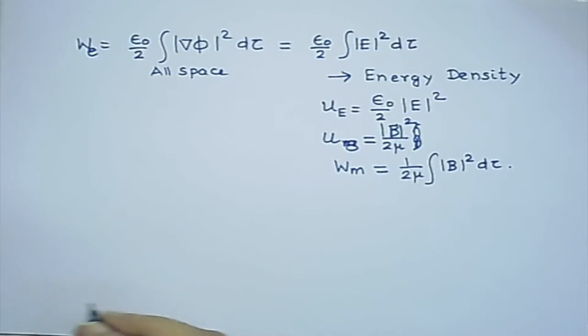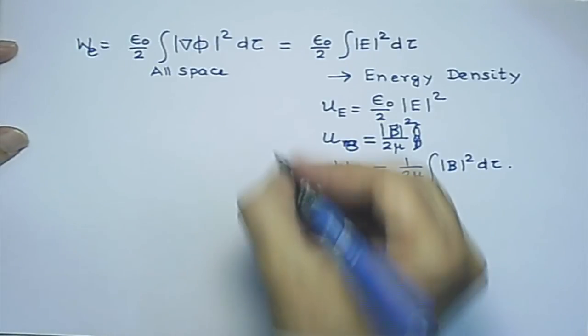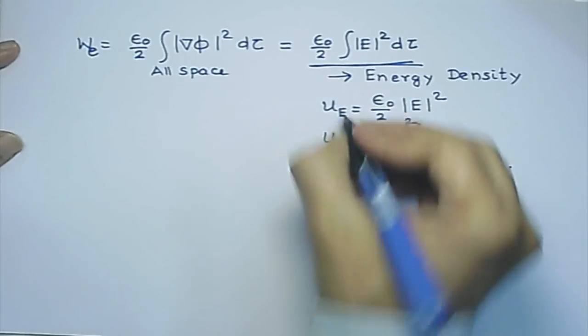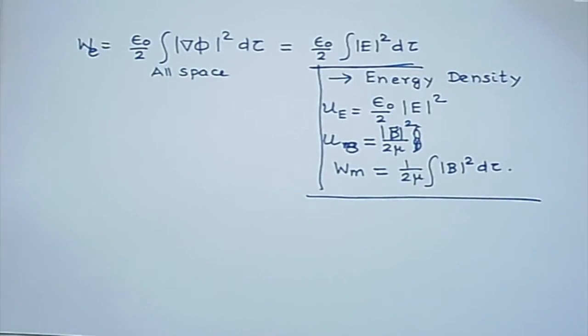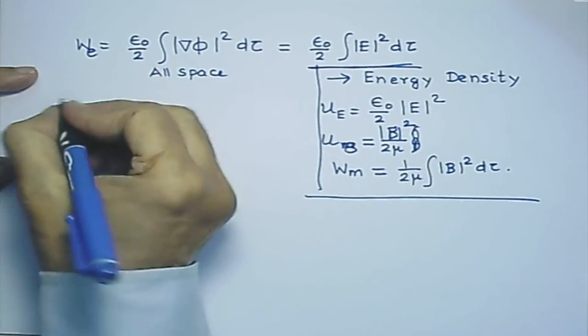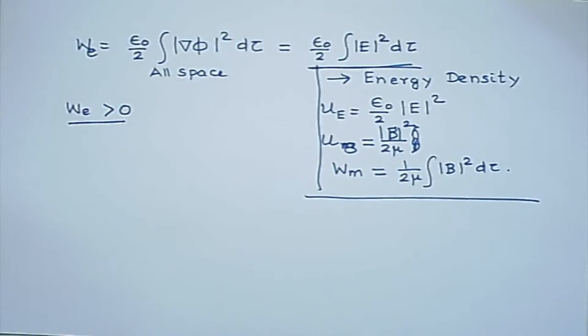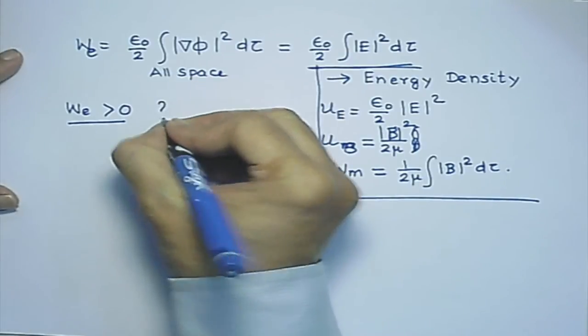Fine. So, what is interesting about it? One of the things you immediately notice is that this is a positive quantity. Let us keep this aside for some time. We are saying We is a positive quantity. So, the question you will immediately ask is, is that correct? Is the energy of the charge distribution positive? Because if I had one positive charge and one negative charge only, I know the energy is negative. So, obviously something is wrong.